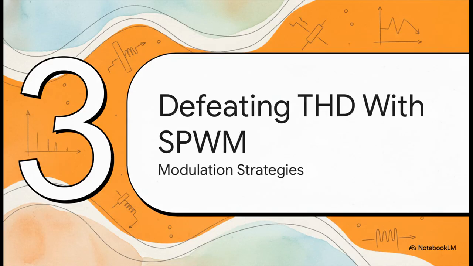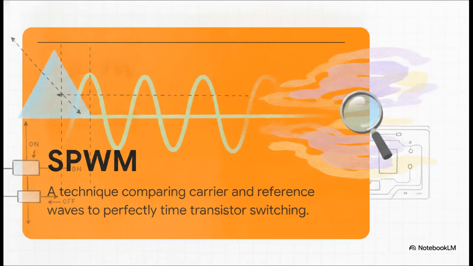Which brings us to Section 3, defeating THD with SPWM strategies. So how do we actually control these extra levels? We need to introduce SPWM, or Sinusoidal Pulse Width Modulation. You can think of SPWM as the highly intelligent brains behind our inverter switching mechanism. It constantly compares a high-frequency triangular carrier wave against our ideal reference sine wave. Based on exactly where those waves intersect, it calculates the precise microsecond to switch our transistors on or off. It's essentially a brilliant way of digitally faking a perfectly smooth analog signal.